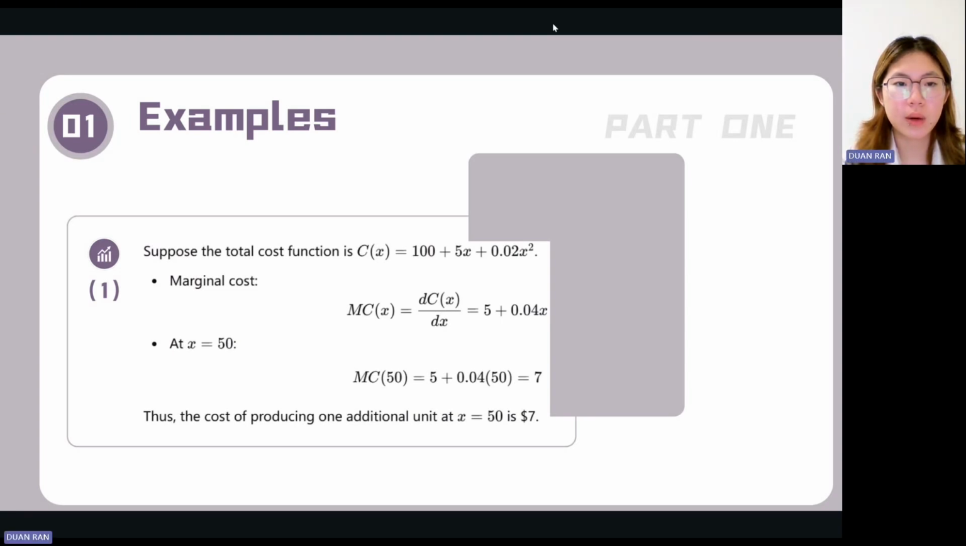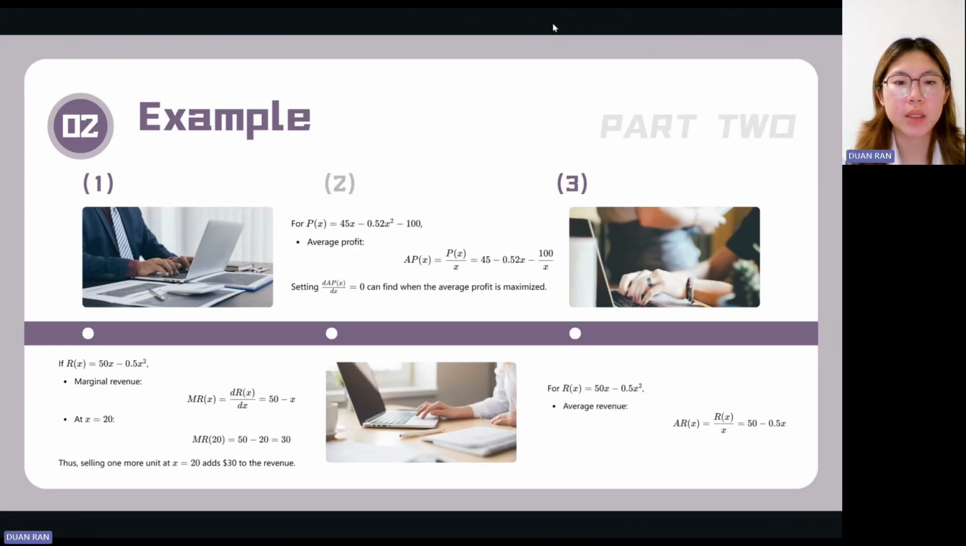We know marginal cost here is a derivative of the cost function, and it represents the additional cost for producing one more unit of output. We first find the marginal cost, and then we can know that at x equals 50, marginal cost is 7. So the cost of producing one additional unit at x equals 50 is 7. Here are other examples. They are similar to the first one.